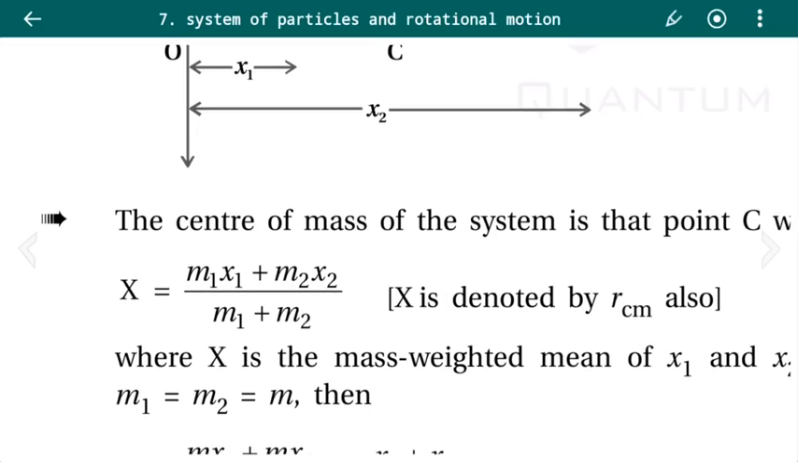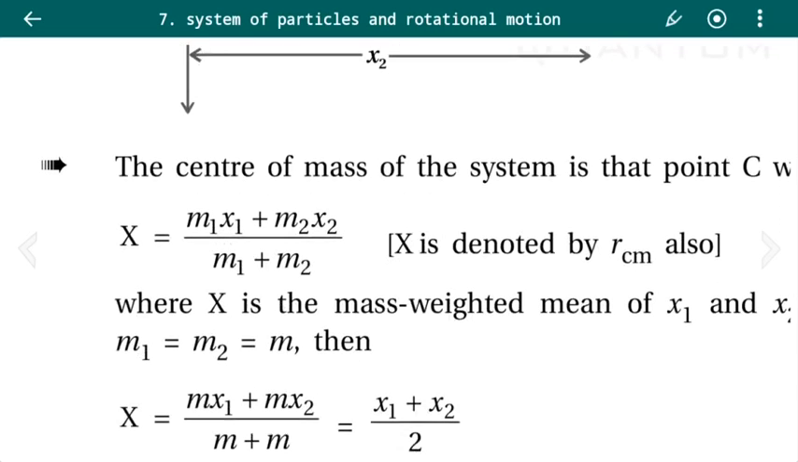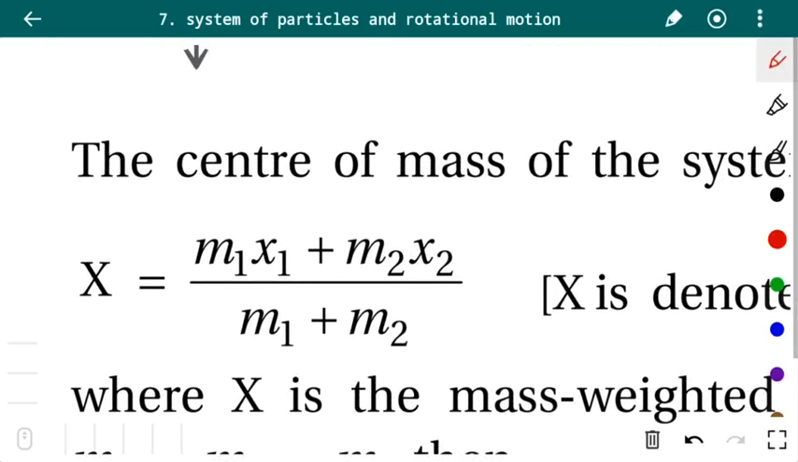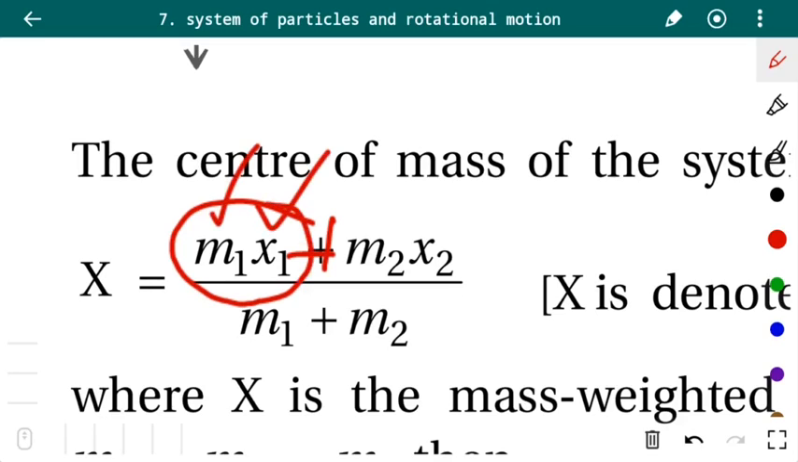Here we are having only two particles, so we need to sum up that. Sum up what? The product of the mass and the position of particles. Here m2 x2 is mass and position of particle 2, and we need to divide by the total mass. Total mass, that means here we are having mass of particle 1 and mass of particle 2. So here x is the mass weighted mean of x1 and x2, that is the average mass.